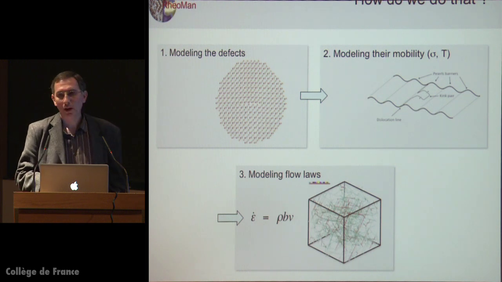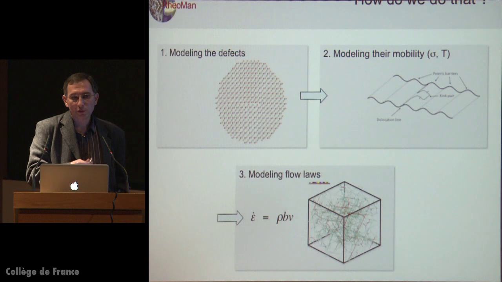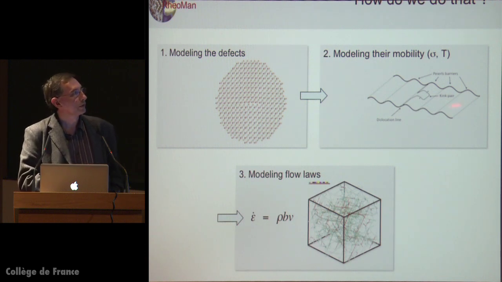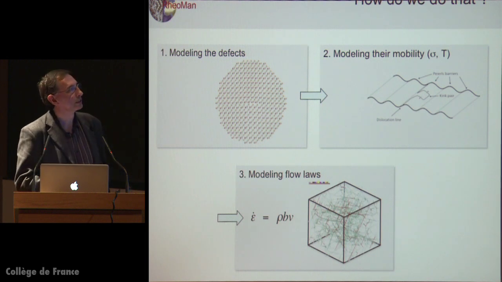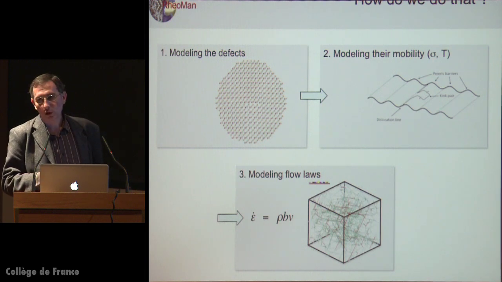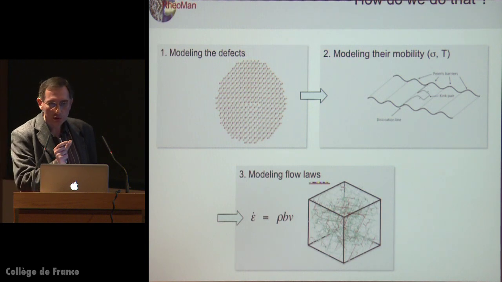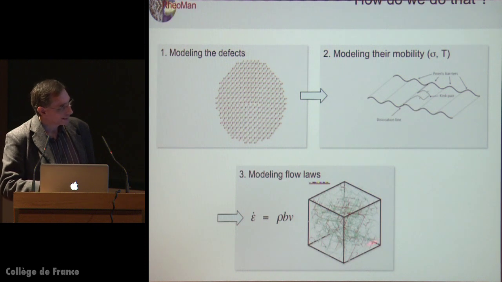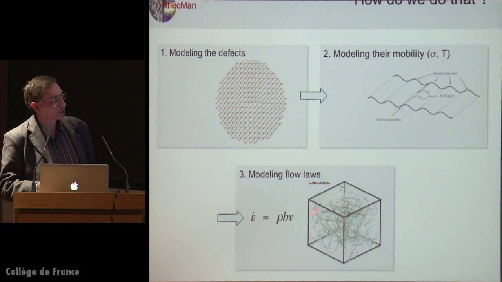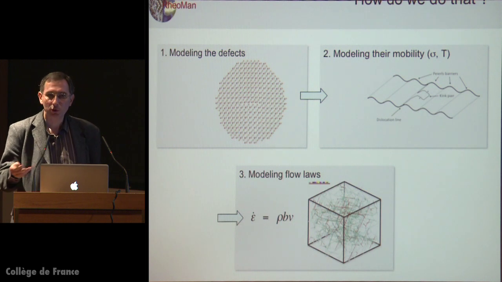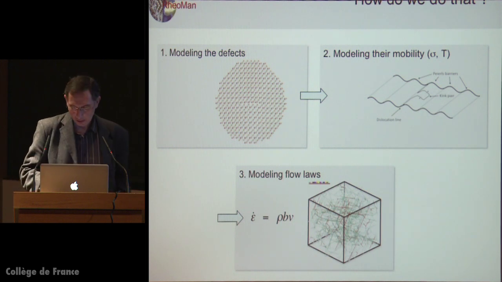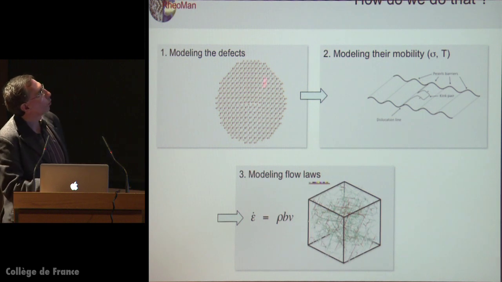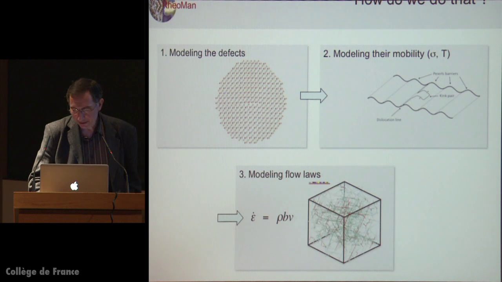Then we want to model the way they move, because the kinetics of the motion, the propagation of shear, determines the mechanical properties. And this mobility depends strongly on stress and temperature, the conjugate influence of both. And then we need to take into account the collective behavior of all those defects to get constitutive equations, flow laws that could then be used to make large-scale convection models.